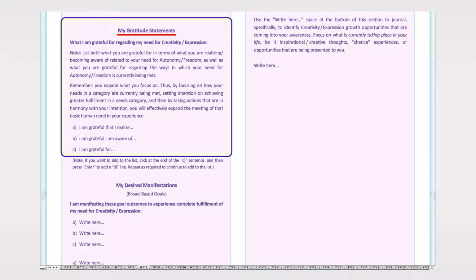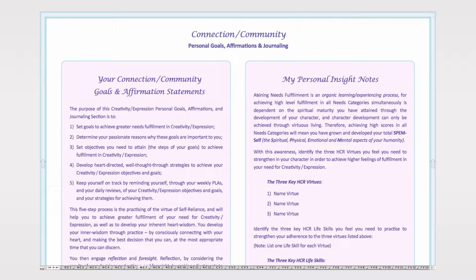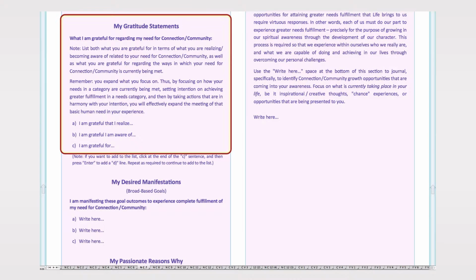Let me give you a personal story example. When I was first developing the PLA, one of the first Gaj pages I filled out was for Needs Category 2, Connection Community. I was in a small town in Colorado and didn't have much contact with others, mostly because completing the work I needed to do was so time-consuming and resources were limited. So my need for connection community wasn't being met at a level that felt satisfying. As I began writing out what I was grateful for in terms of how my needs for connection community were being met, I realized I was much more connected than I thought.